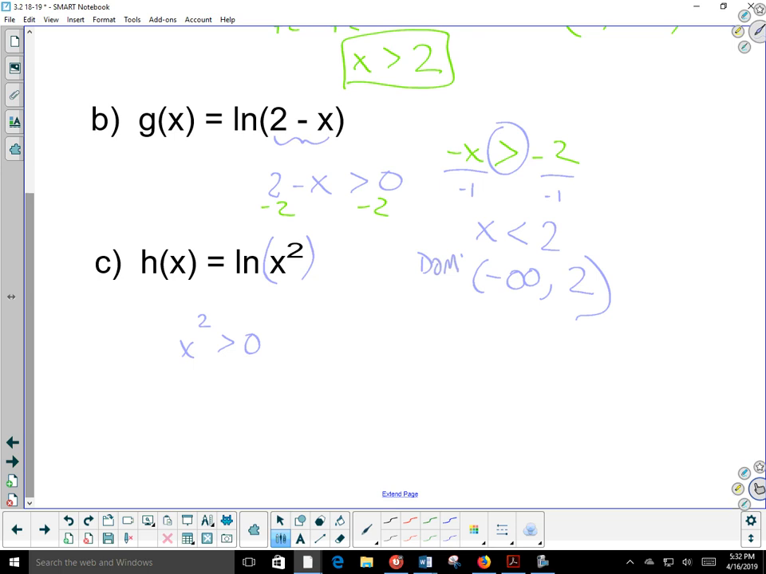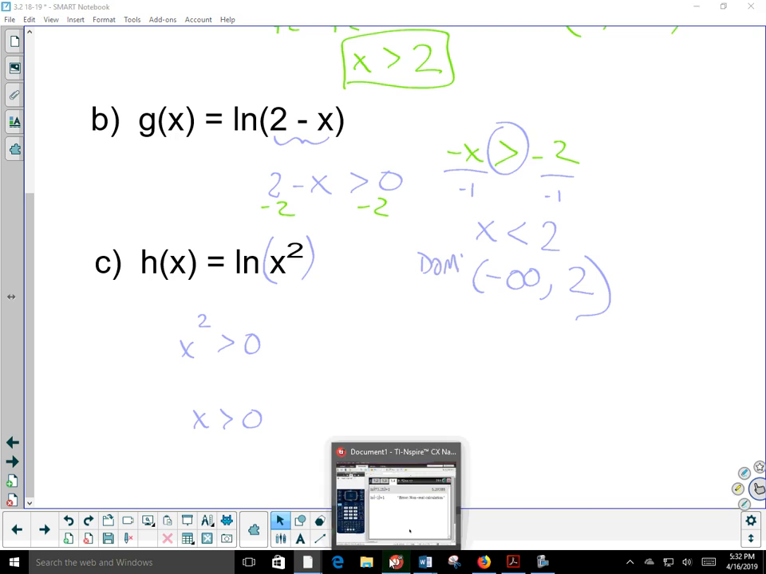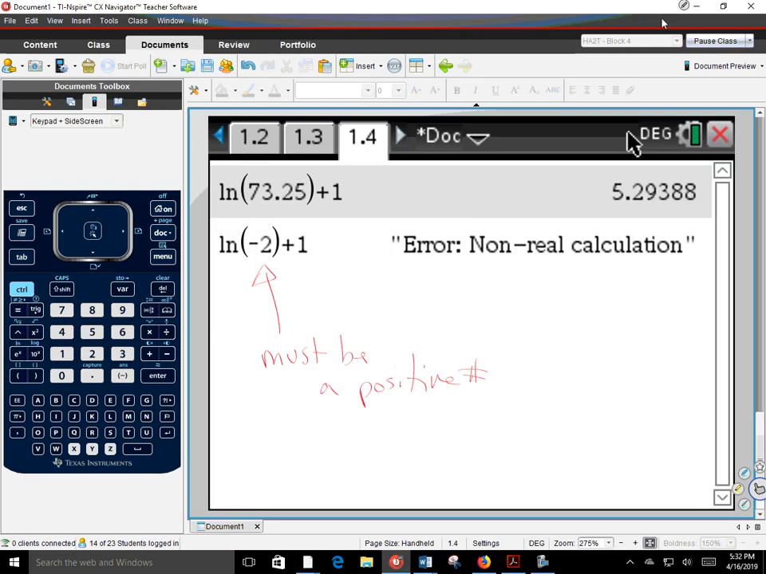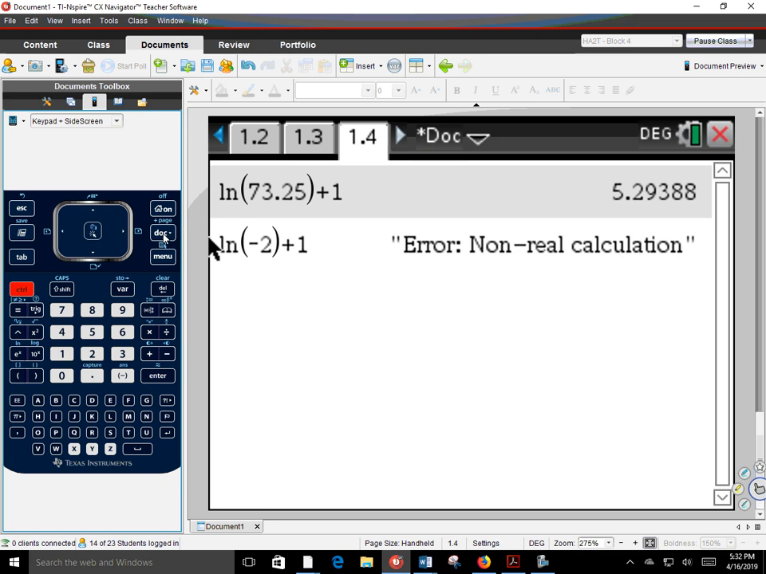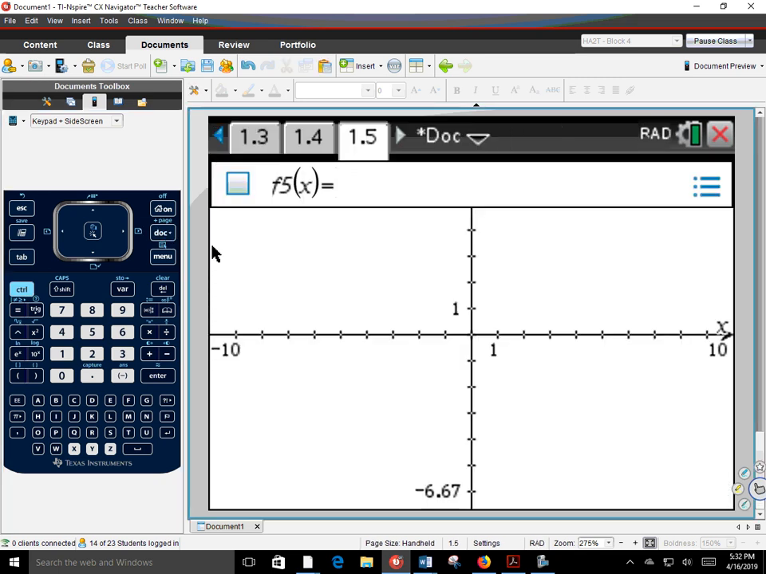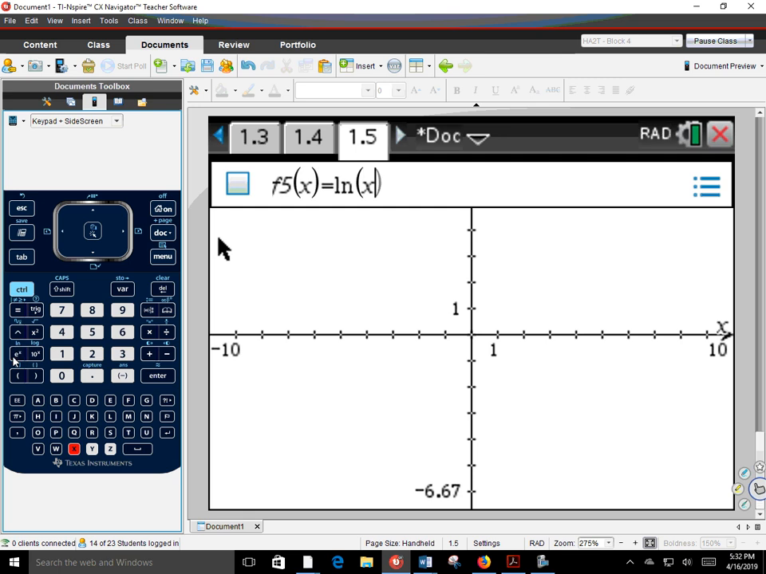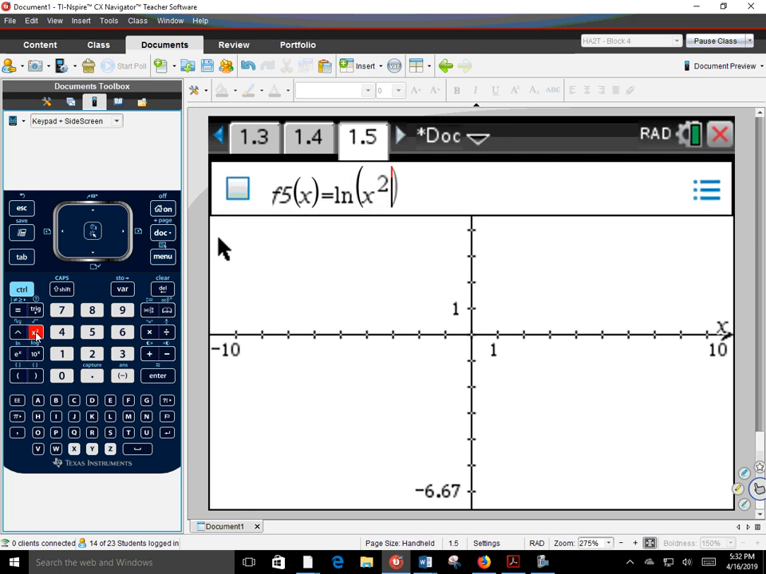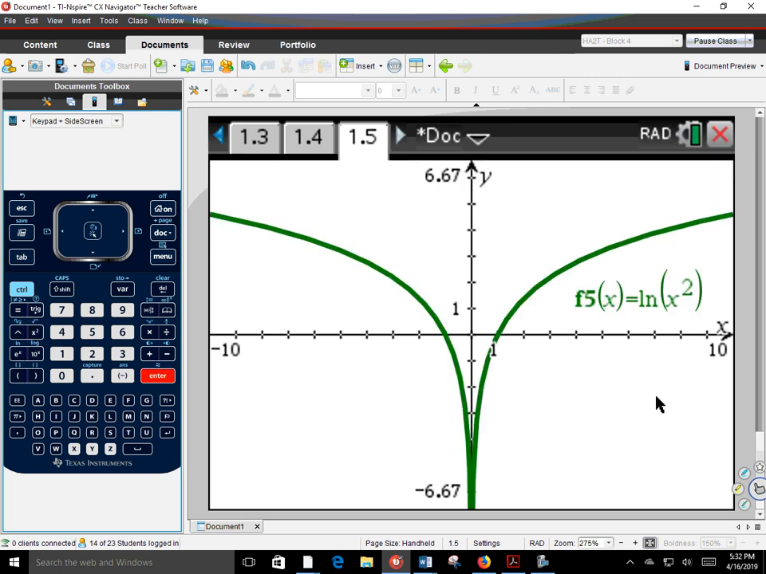And that sounds like x has to be greater than 0, right? X has to be greater than 0, right? Well, let's think about that, and let's actually graph this one to look at what the domain is going to be. If I want to graph ln of x squared, let's go to a graphs page, and I'm going to graph ln of x squared. Look at that beautiful looking graph.